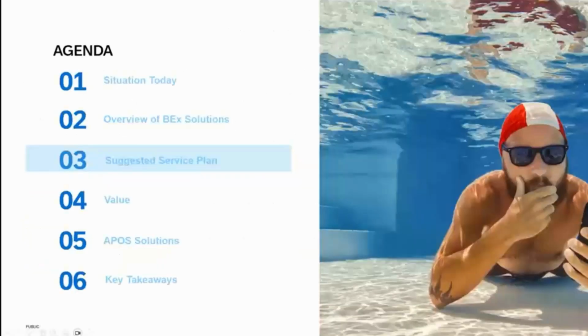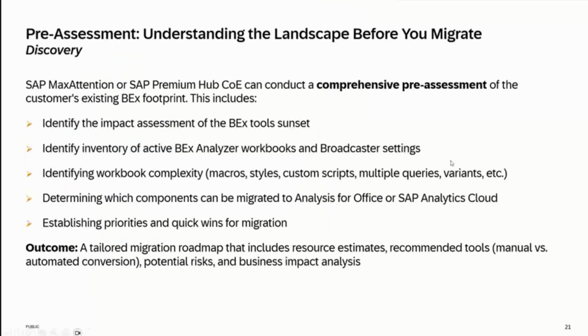Speaking of engagement, we do have service plans at SAP to assist with this. As I mentioned, there are some automation and tools to help with this. There's a pre-assessment to help you with a landscape analysis. If you do get flagged in your early watch report, you've got a lot of BEx content that's going to be relevant to this end of life with Excel.